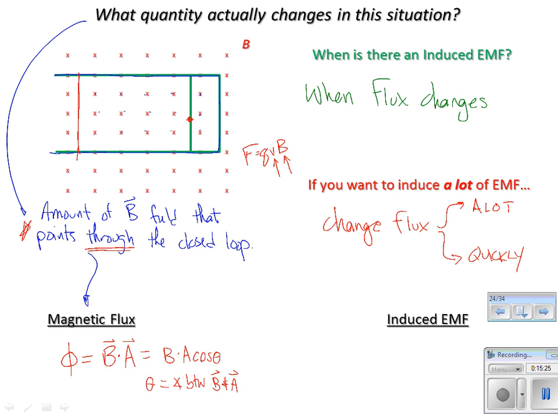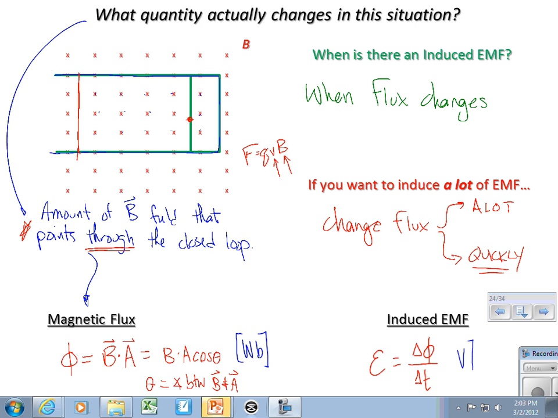And we said, well, to induce an EMF, you have to change flux. So that means that EMF is delta phi divided by delta T. EMF is the rate of change of magnetic flux. One thing I forgot is that magnetic flux has cool units called Webers, the WB. EMF, we know, is just measured in volts, or Webers per second, or lots of other things. Those are the units of flux and EMF.